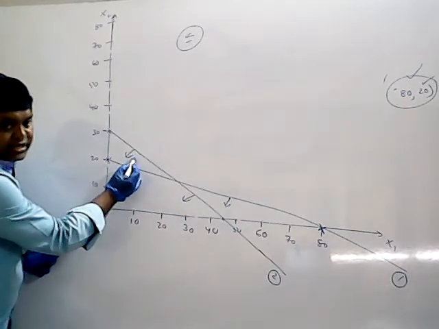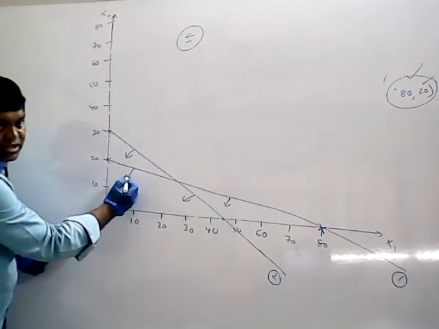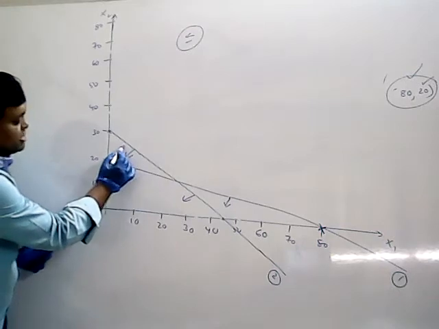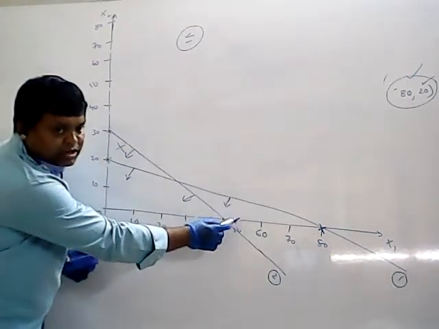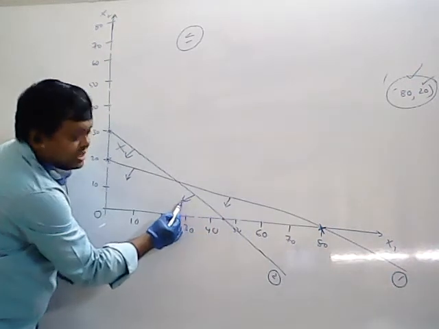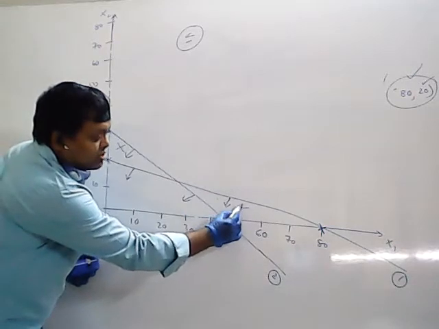Why is this not a common area? Because the first line starts from here onwards, so the first line won't be there here. That means this is not a common part. Why is this not a common part? Because the second line starts from here onwards. The second line won't be available here. So this is also not a common part.